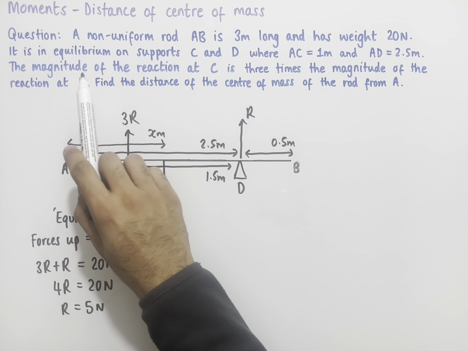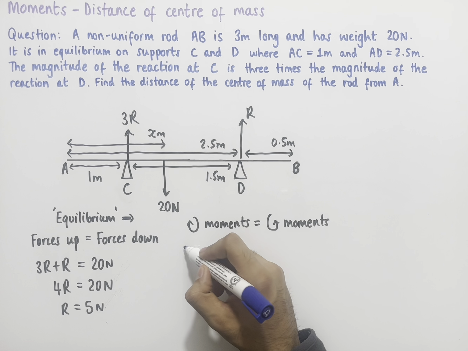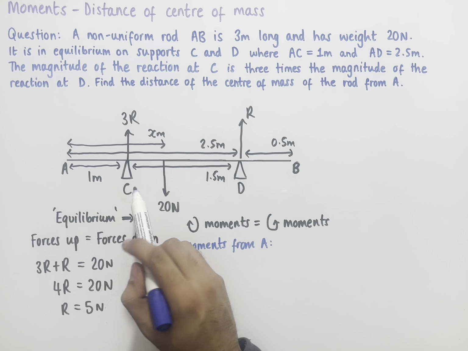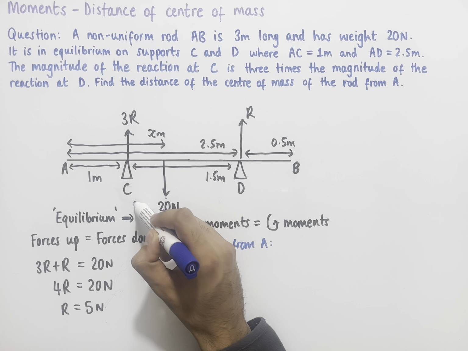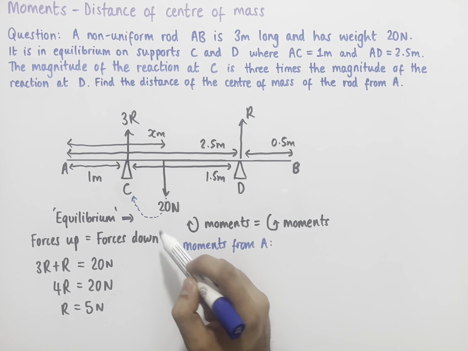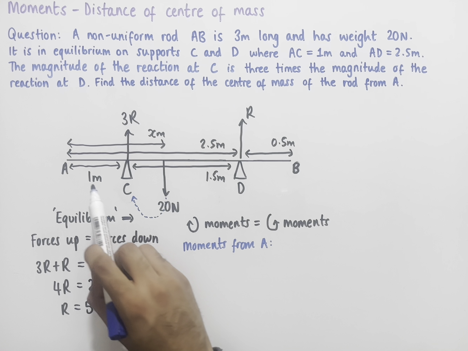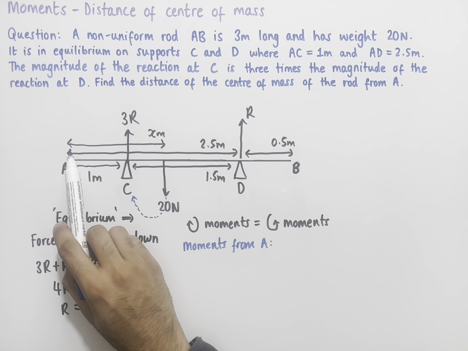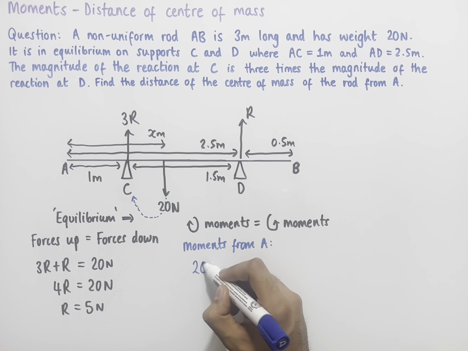Another implication of the rod being in equilibrium is that the clockwise moments equal the anti-clockwise moments. And so if we take moments from A, we get the following. So the clockwise moments are going to be the 20 newtons here, since the moment acts in a clockwise direction from A. And so we have that the moment is equal to the perpendicular distance times the force here. In this case, we have X meters times 20 newtons, which gives us 20x.